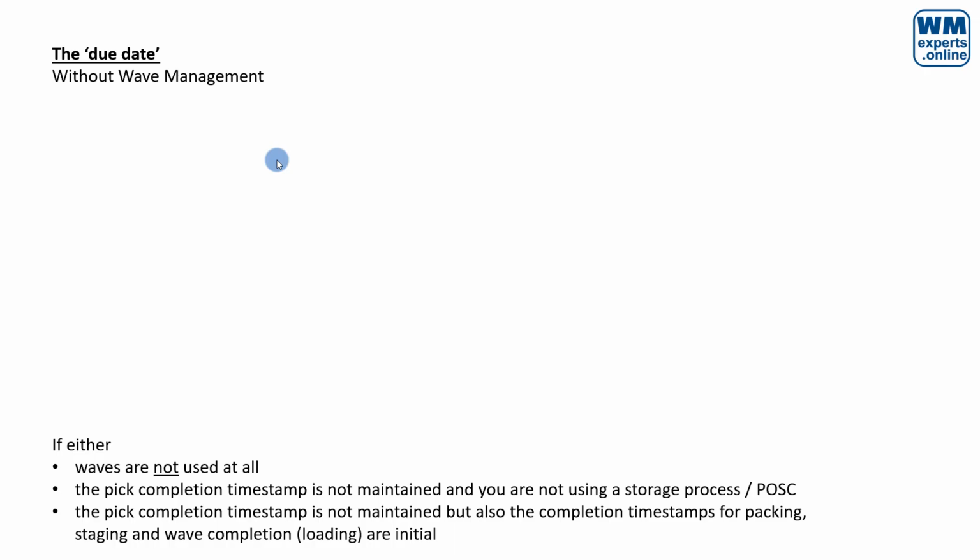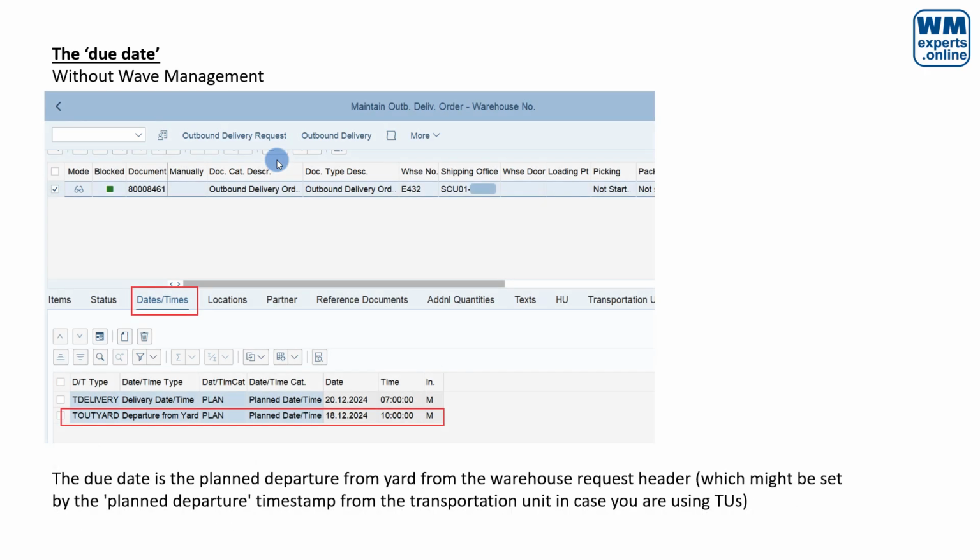Or third option, in case the wave template option does not have any timestamp at all, so neither pick completion nor pack completion nor stage or wave completion, then it is also falling back to the way of calculating as if it would not use waves at all. And this is based on the timestamp from the warehouse request header, so pretty simple. Planned departure from yard is read from the warehouse request header, and that might actually be set based on the TU. In case your warehouse request header is assigned to a TU, then it will be the planned departure from the TU, which is inherited by the warehouse request header.